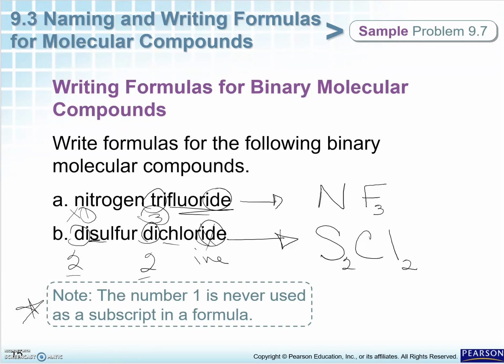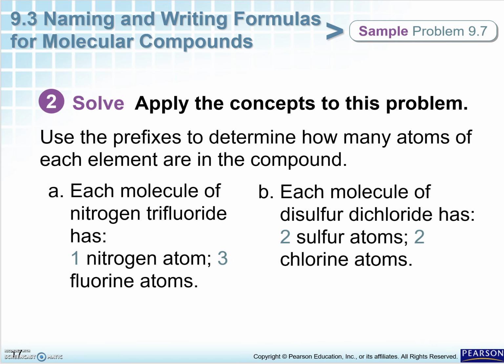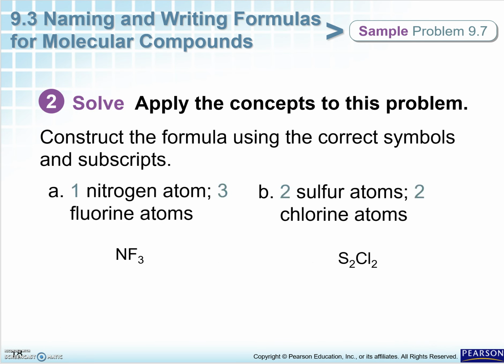Now something to notice is that we do not reduce. Sorry about that. So that is a big difference from our ionic compounds. We do not reduce because we have to tell exactly how many of each one is there. If you need that written out a little bit nicer, there it is for you in your notes as well.